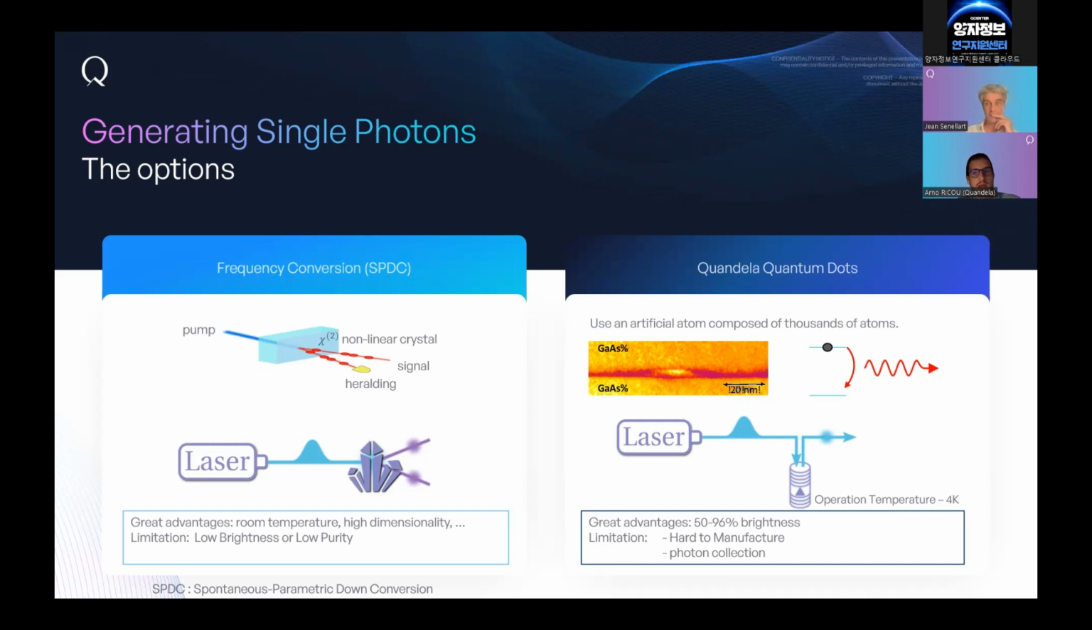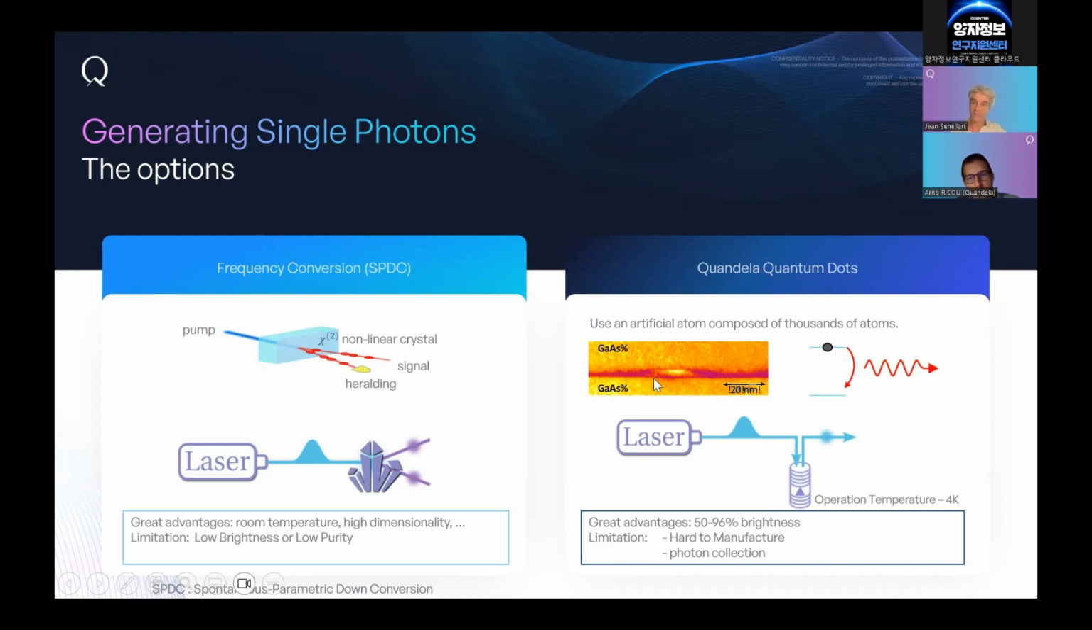What we use at Quandela is quantum dots. So it's an artificial atom composed of thousands of atoms. So it behaves like a single atom, like a two-level atom, where whenever you pump it with some light, it gets excited. And then when it is being de-excited, it emits a single photon. And this is what we collect in order to do quantum computation.